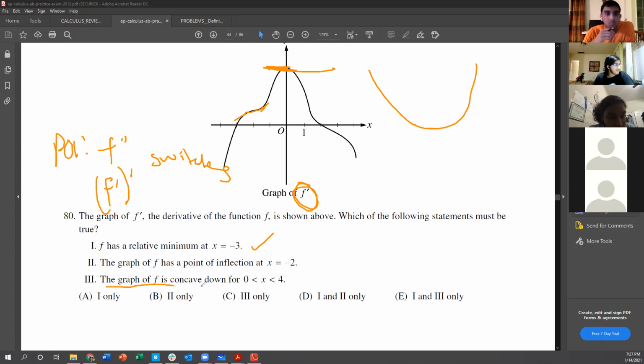The graph of f is concave down for 0 < x < 4. So from 0 to 4, is it concave down? Well, concave down means f double prime is less than 0, which means f prime is decreasing. F prime is always decreasing on this interval. So that's correct. So I would say 1 and 3.